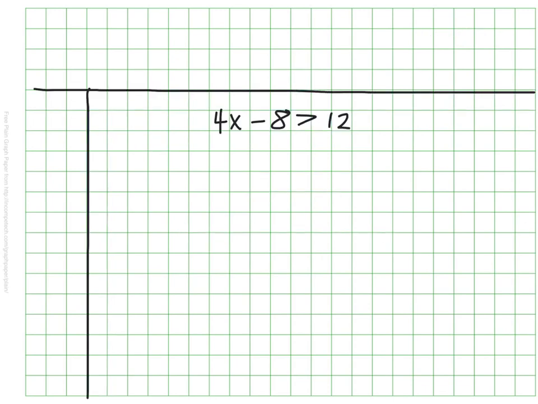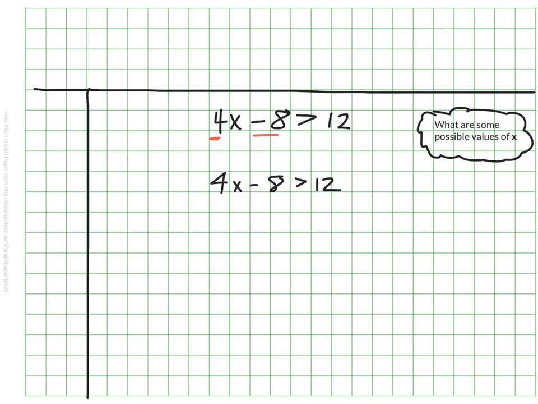Sometimes inequalities look like this, where we have 4x minus 8 is greater than 12. We don't know what the missing value is, but we know that if we multiply it by 4 and then subtract 8, we would end up with a total that is larger than 12. So the question becomes, what are possible values for x? Well, we can just solve the inequality as we do when we solve an equation. That means, of course, we're going to work backwards to unwrap our present.